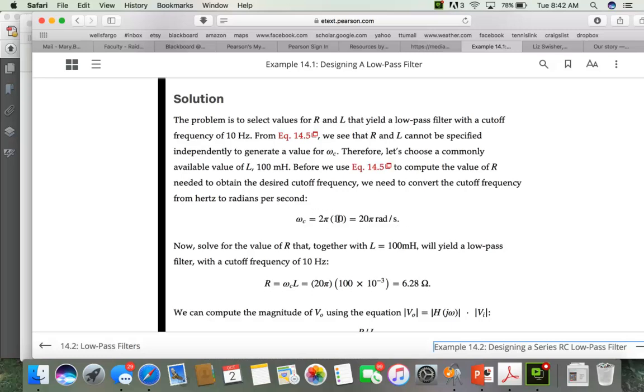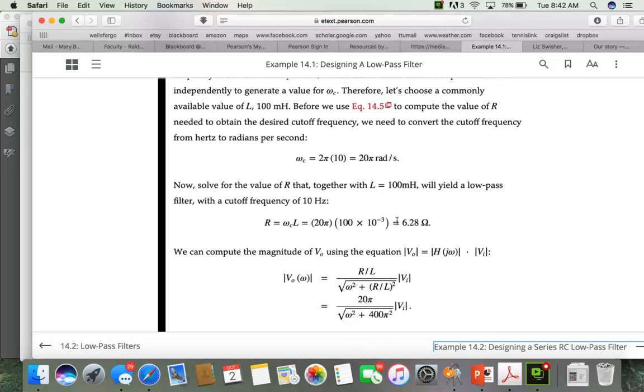So to get from f to omega, we multiply by 2 pi. So 20 pi radians per second is our design term. We know that 20 pi radians per second has got to be R over L. So we can solve for R, and when we do that, we get 6.28 ohms.